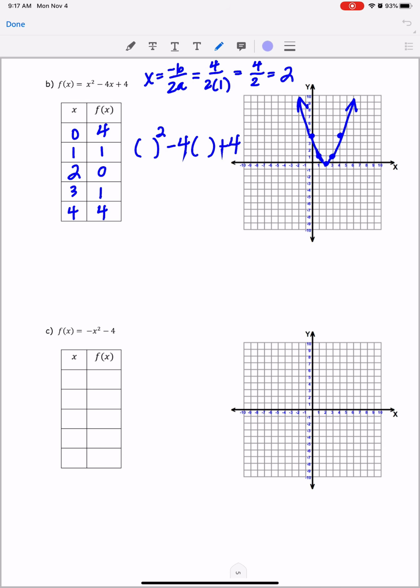And same thing here on B. Or sorry, on C. Find the vertex first.